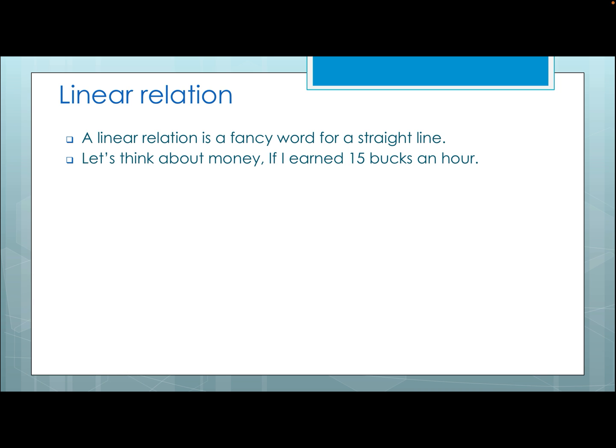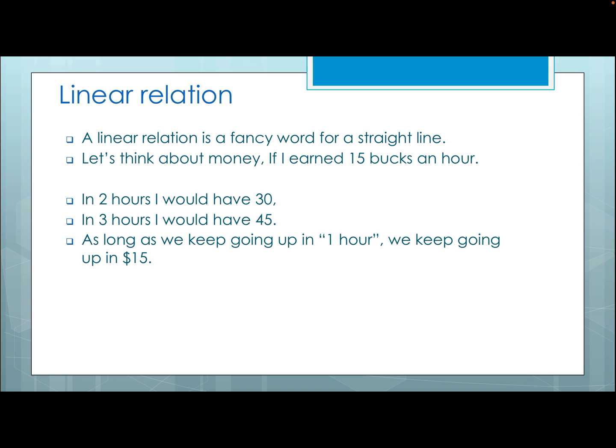Okay. So, linear relation. The word linear relation genuinely is just a fancy word for a straight line. That's all it is. It's just a fancy word for a straight line in relation to two things. So, for example, if I earned $15 an hour, every single hour I'd earn $15. That means in 2 hours I'd have $30. In 3 hours I've had $45. And you can see that as time goes up in 1 hours, the money goes up in 15. It's a linear relation. It's a straight line, isn't it? So as long as we keep going up in 1 hour, we keep going up in $15. This, weirdly enough, is a linear relation.